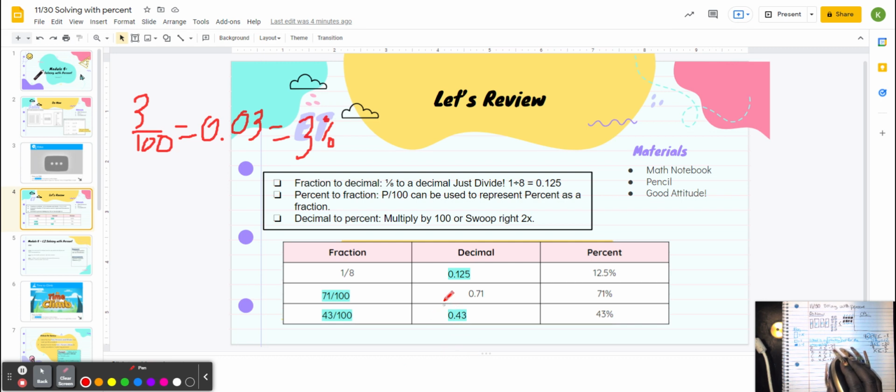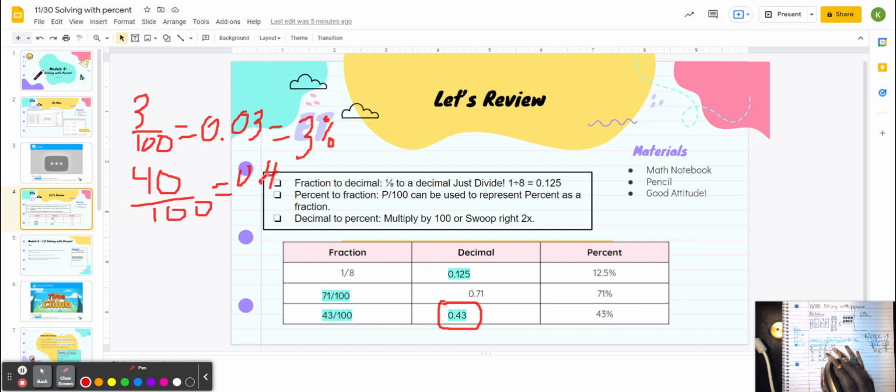Just like here, if I have 0.43, I know that is in the hundredths place. So here, that is 43 over 100. And of course, any number that's written over 100 is a percent, so 43%. Even if I have 40 out of 100, a lot of people get this confused. Of course, this is going to be 0.4, not 0.04.